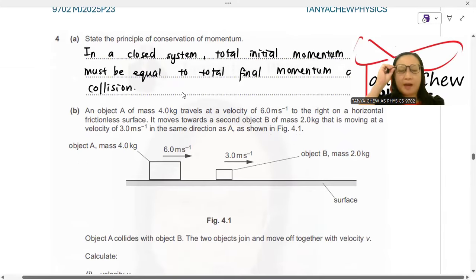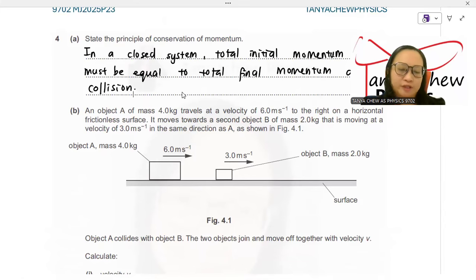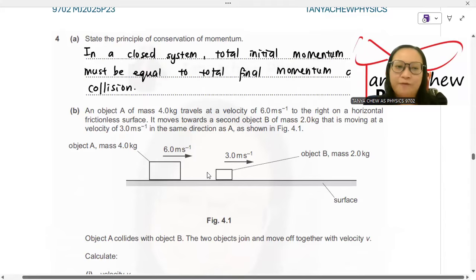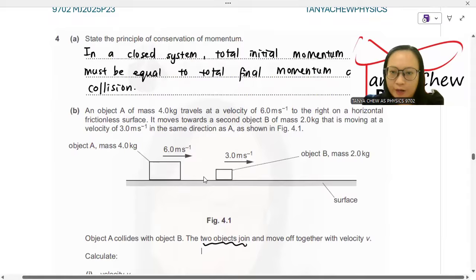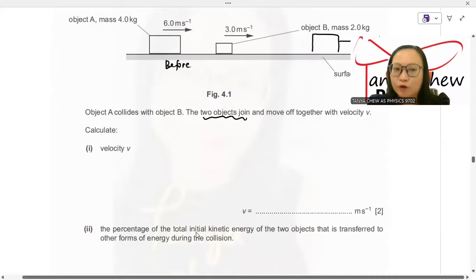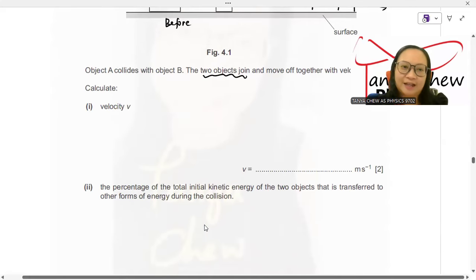B, an object A of mass 4 kg travels at a speed of 6 meters per second to the right on a horizontal frictionless surface. It moves towards the second object B of mass 2 kg that is moving at a velocity of 3 meters per second in the same direction as A. Same direction, right? That is good news. As shown in Fig 4.1, object A collides with object B and the two objects join. This is before, I'll draw after. A and B will join together and move with the same final velocity. Calculate the final velocity v. This is called inelastic collision.